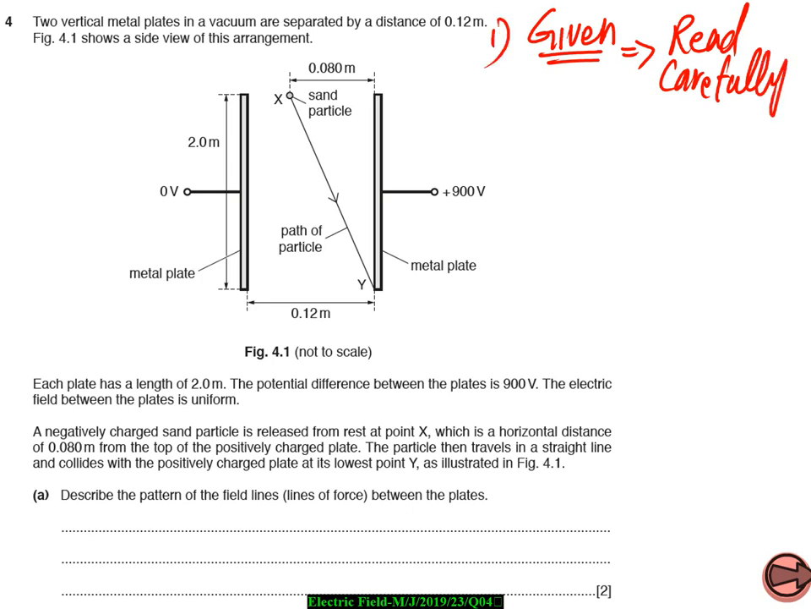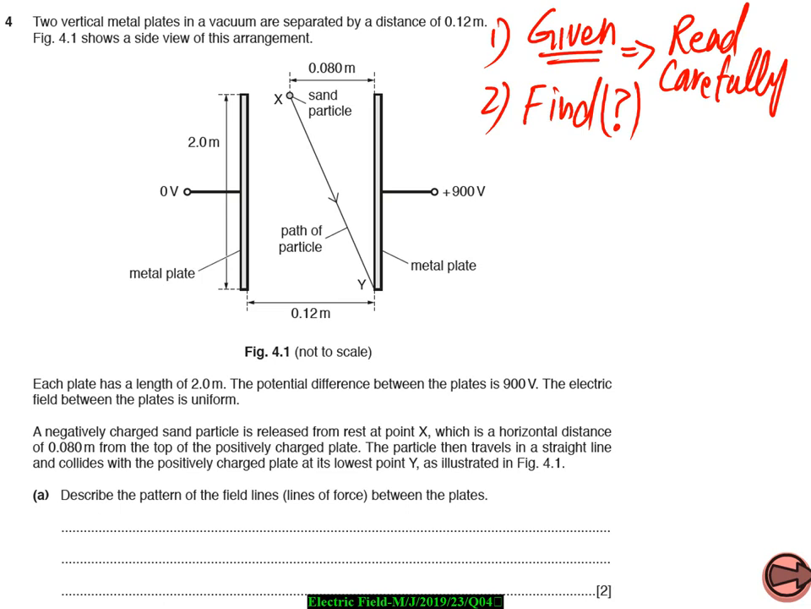The second thing we need to do is figure out what we need to find. It means what we need to answer. So first, we have to read the question carefully.